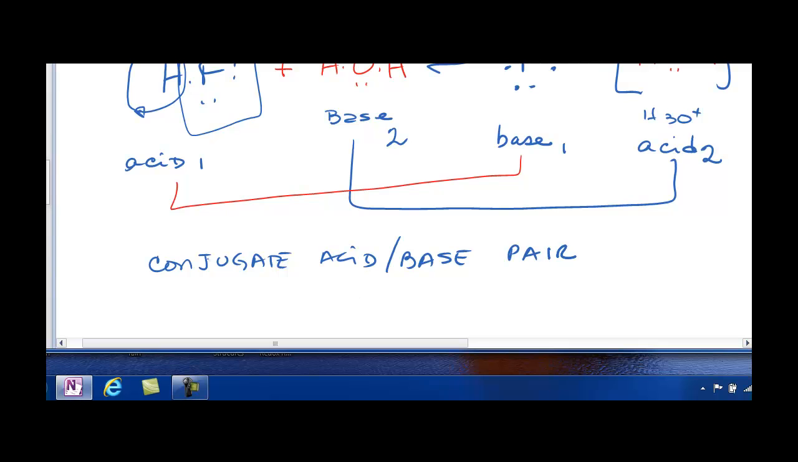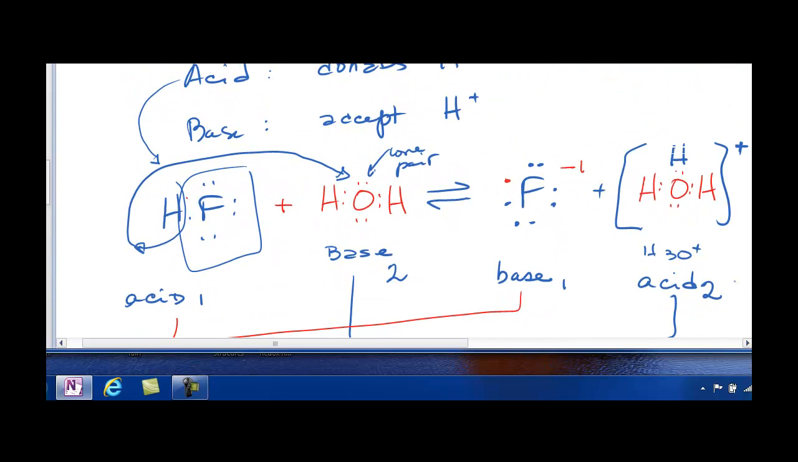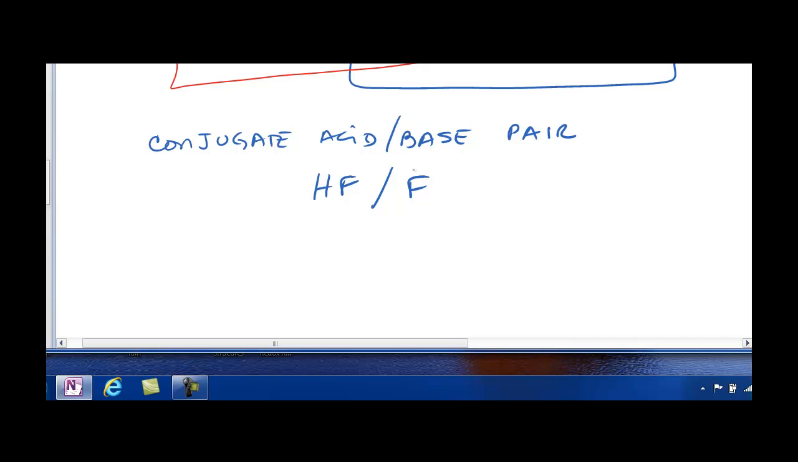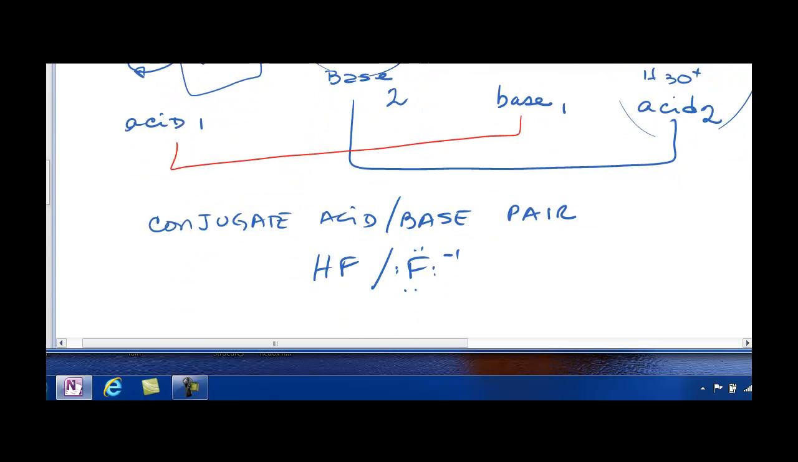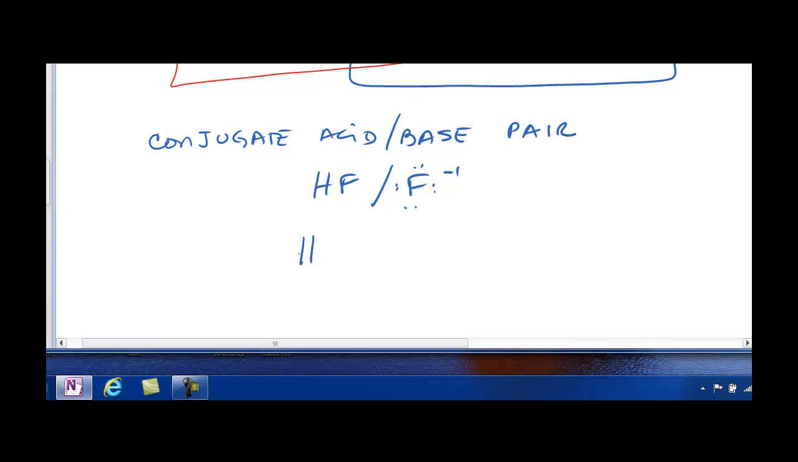So, what's my first conjugate acid-base pair? HF and its conjugate base, F minus. Very good. What's another conjugate acid-base pair? This one right here is my acid, and what's the base? H2O. Okay, so another conjugate acid-base pair would be H3O plus, that's my acid. If I release the hydrogen ion from there, what do I get? H2O, no plus, so I'm removing an H plus to make the base. Do we see that?